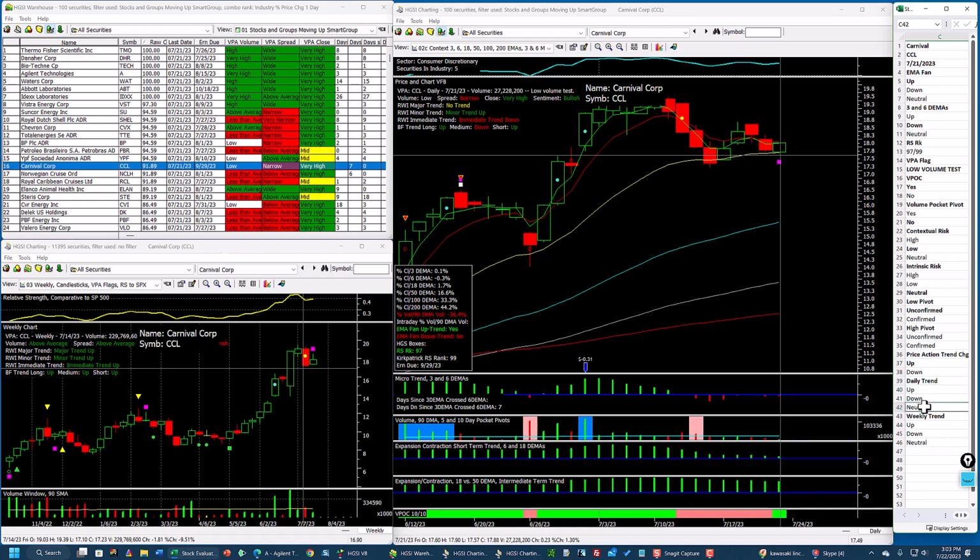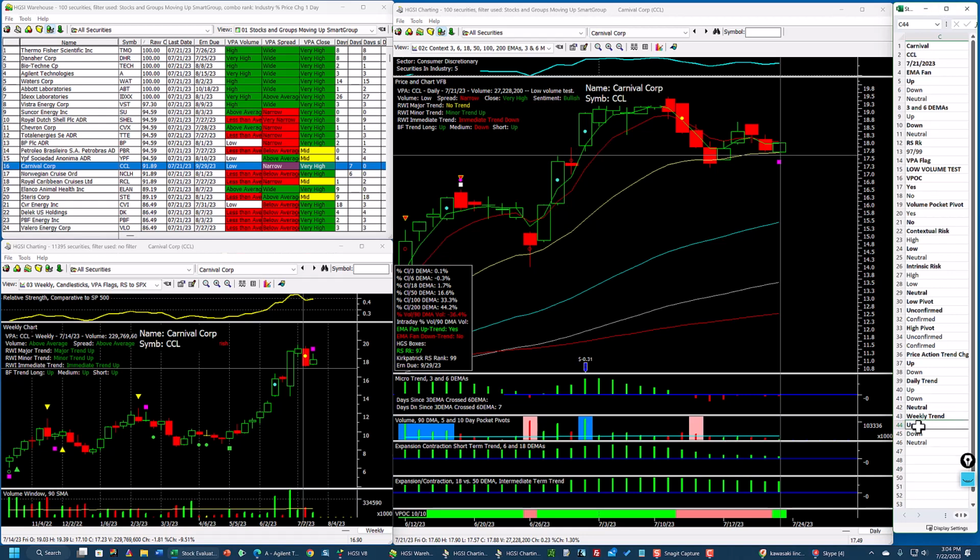The daily trend is neutral because it's been basing sideways. And the weekly trend, of course, is up. So that's bold. I use the price action trend, that's always based upon weekly, and then I also make a determination on the weekly trend, and it's clearly up.